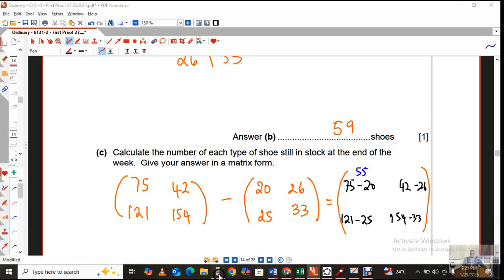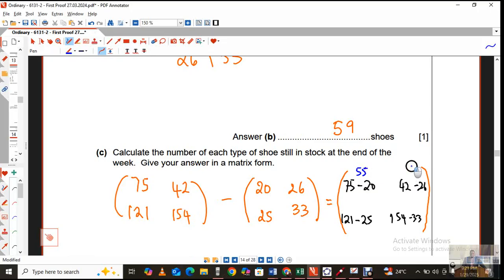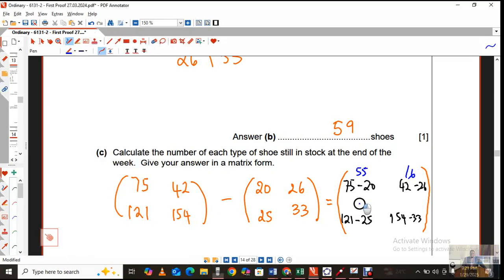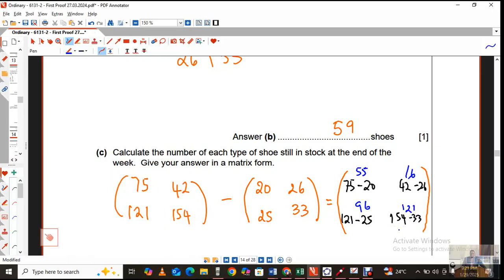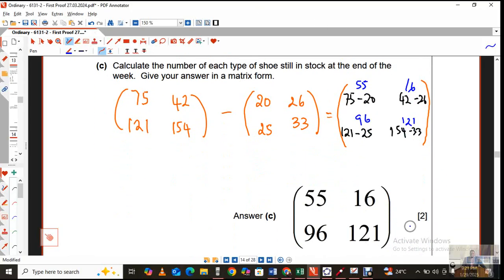42 minus 26, that is 16. Next one, 121 minus 25, that is 96. And the last one is going to be, bring my calculator back, 154 minus 33, 121. Those in blue is what I have as the answer, and I put it right there for you to see. That's all.